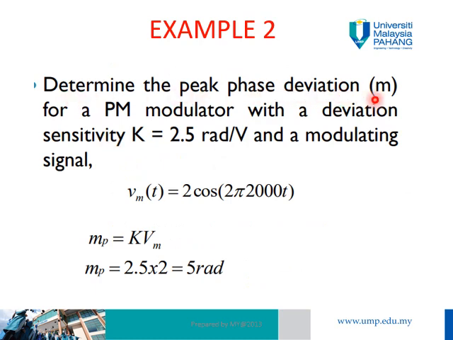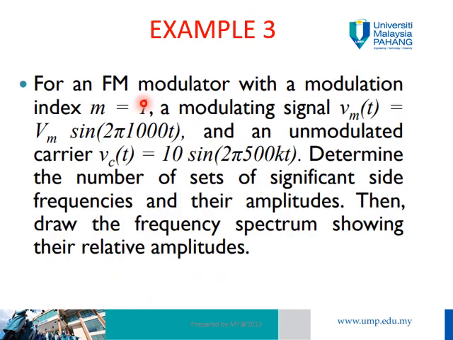Determine the peak phase deviation for a PM modulator with a deviation sensitivity equal to 2.5. For this one, given this equation, m equal to K Vm in units of radian. So we don't need to divide by 2 pi. Just multiply straight away.